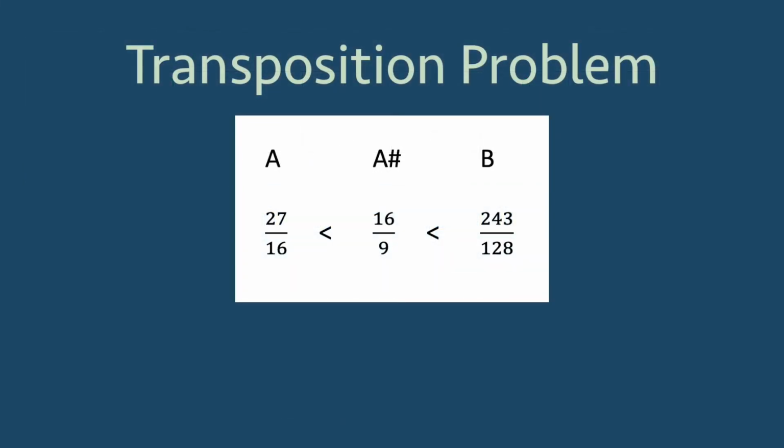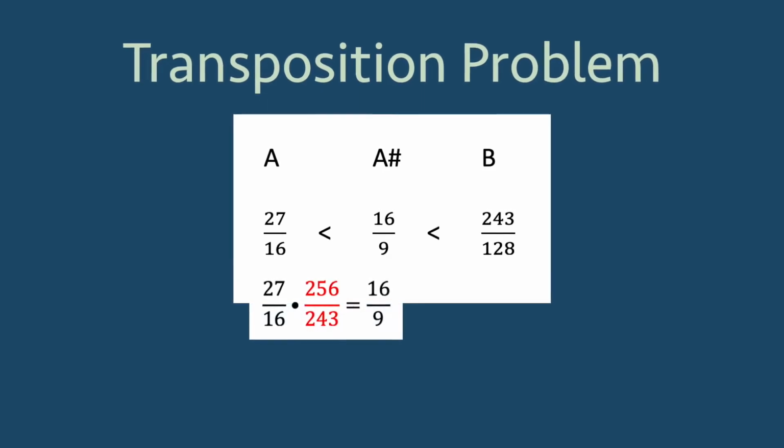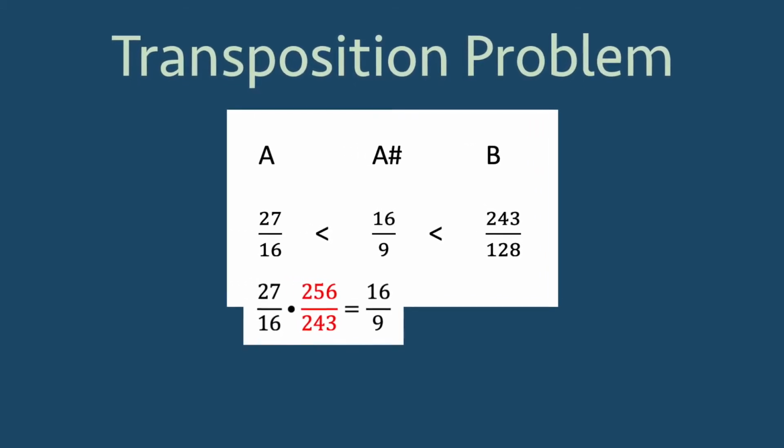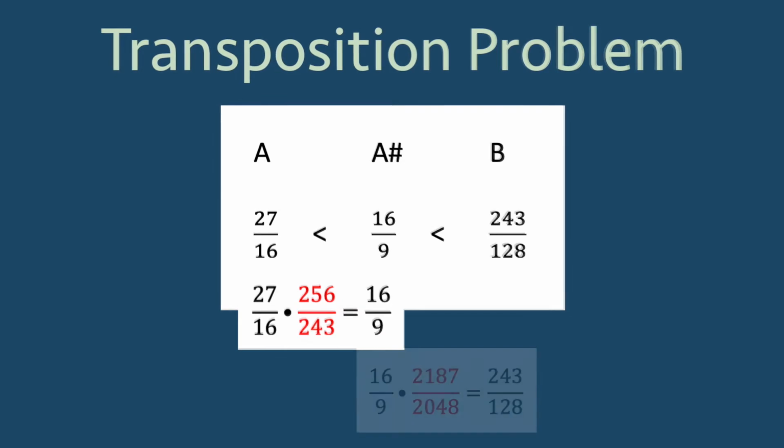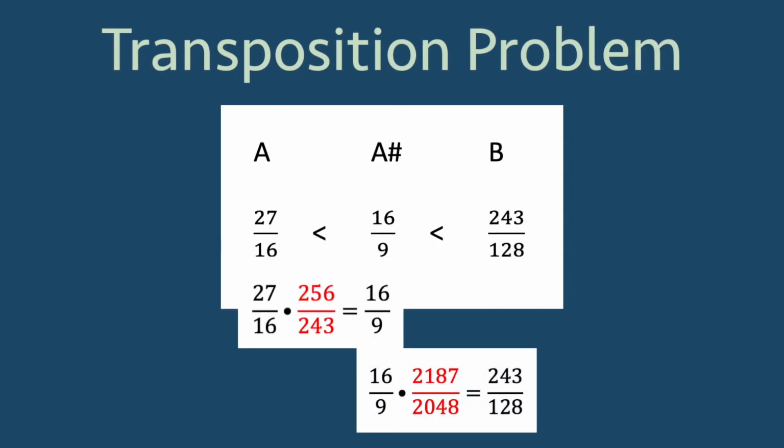The new note is called A sharp, and it is between A and B, since 16 over 9 is between 27 over 16 and 243 over 128. Furthermore, this new note is not exactly between the two, meaning the fraction that we would multiply 27 over 16 by to get 16 over 9 is not the same as the fraction we would use to multiply 16 over 9 to get to 243 over 128. In fact, 27 over 16 times 256 over 243 equals 16 over 9, but 16 over 9 times 2,187 divided by 2,048 equals 243 over 128. The fractions in red represent new intervals.